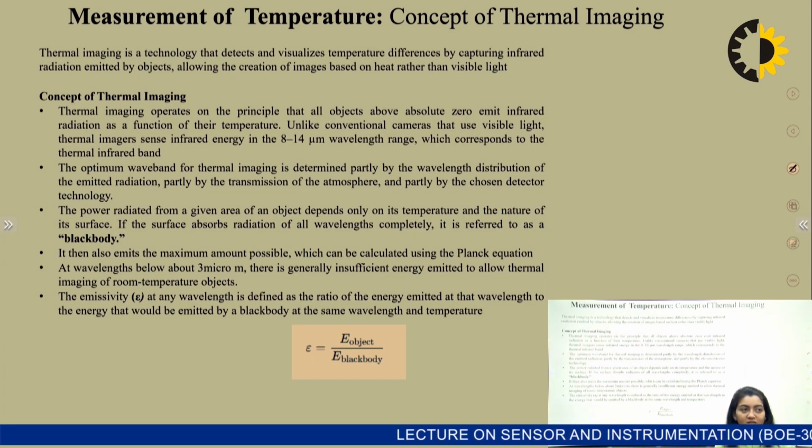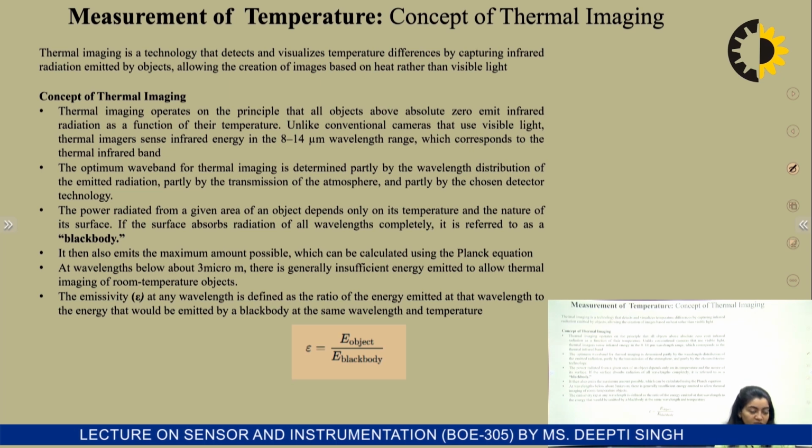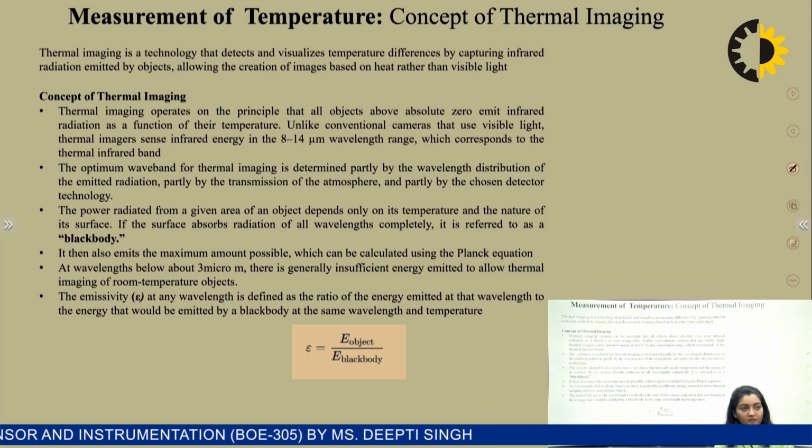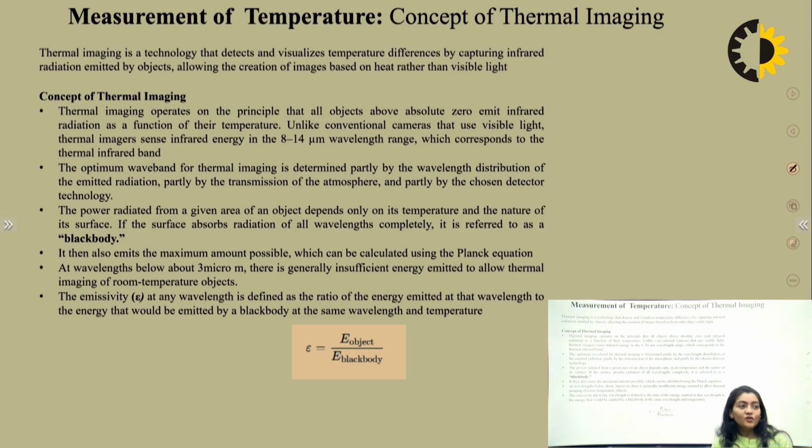Thermal imaging is a technology that detects and visualizes temperature differences by capturing the infrared radiation emitted by an object. Every object emits, in fact my body also emits some kind of radiation, which is detected by thermal imaging sensors. So it allows the creation of images based on heat rather than visible light. The concept operates on the principle that all objects above absolute zero emit infrared radiation as a function of their temperature, unlike conventional cameras that use visible light.